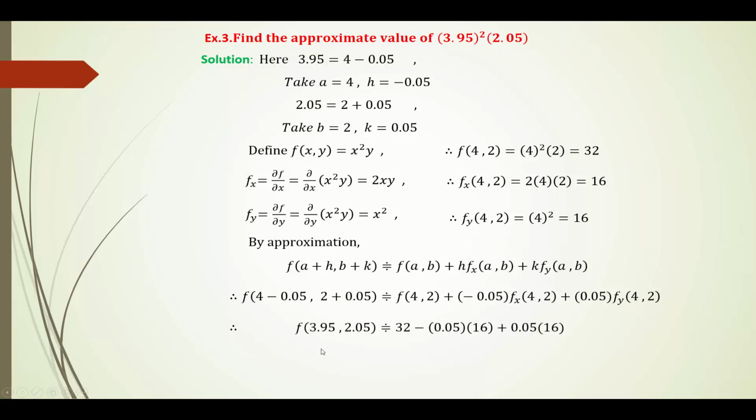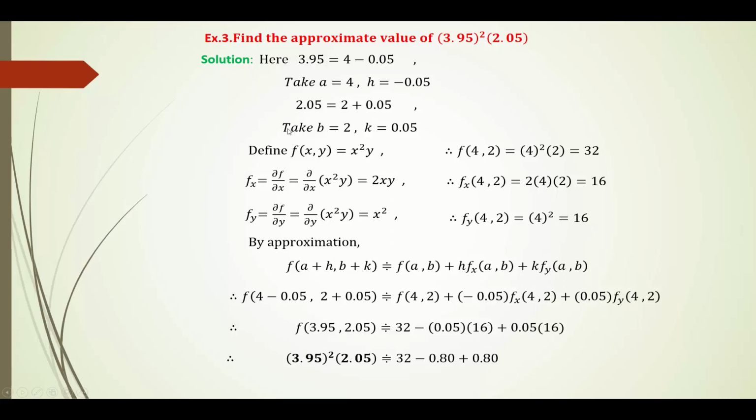Therefore, we get f of (3.95, 2.05), where 4 minus 0.05 is 3.95 and 2 plus 0.05 is 2.05, is approximately equal to f of (4, 2), which is 32. Put this value here, 32. Now the term is minus 0.05 into fx(4, 2). Fx(4, 2) is 16, plus 0.05 into fy(4, 2). Fy(4, 2) is 16 again.